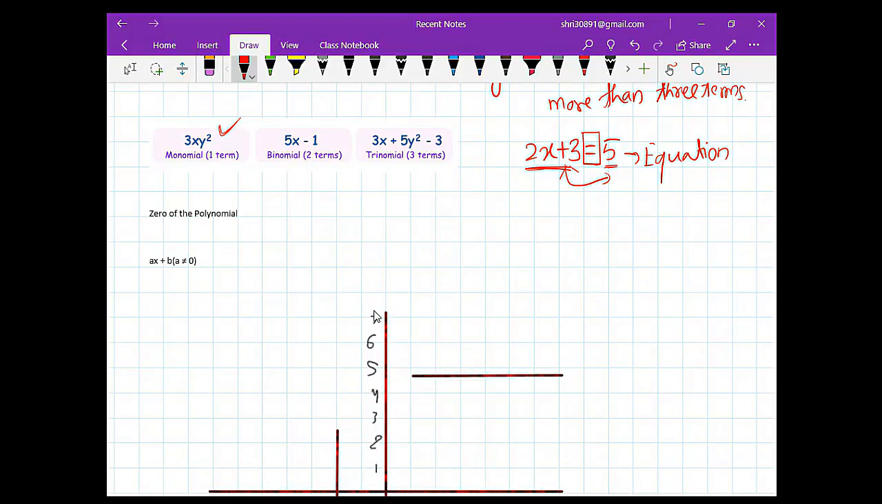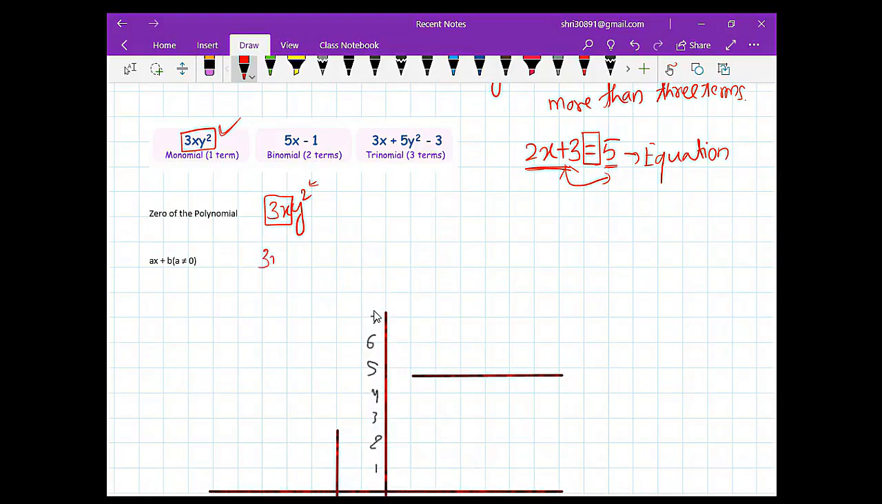See, observe carefully here. The example is 3xy square. In this 3xy square, the coefficient of y square is totally 3x. Understood? Here we have two variables. If the coefficient of y square is asked, then the coefficient of y square is the complete 3x.